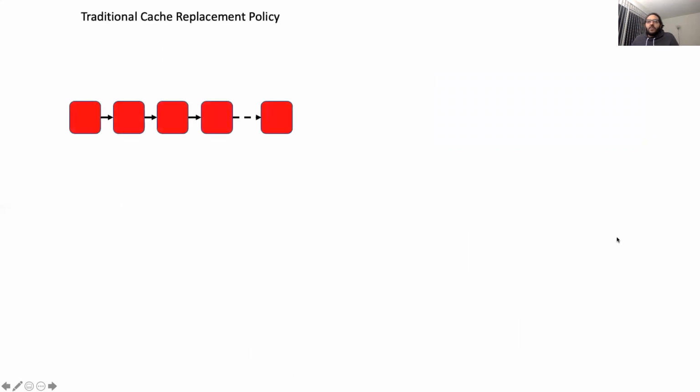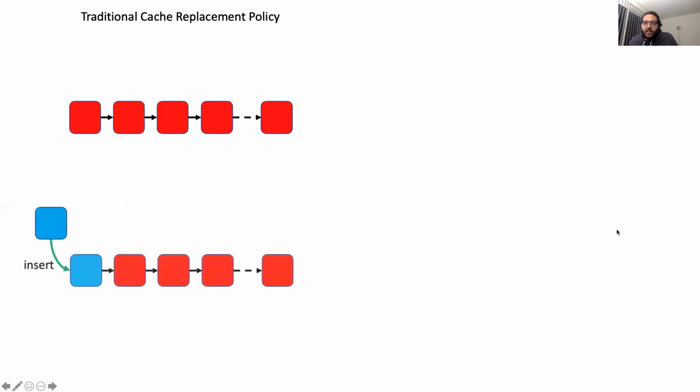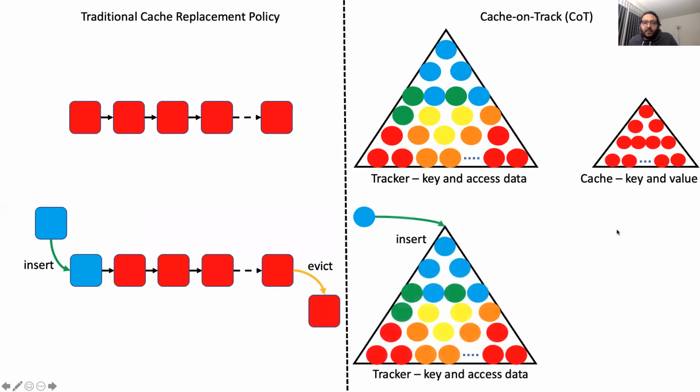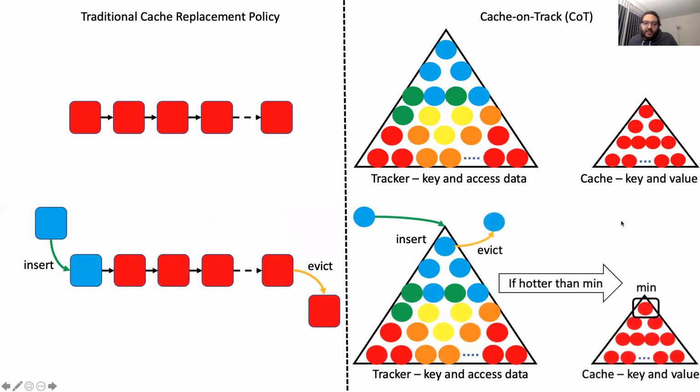Unlike traditional cache replacement policies, where a key is first inserted into the cache and potentially evicts a hot key, in COT, keys are inserted into a tracker until they prove they are hot enough to be cached. When they are hot, they evict hot keys from the cache. COT is elastic, allowing for dynamic cache resizing.